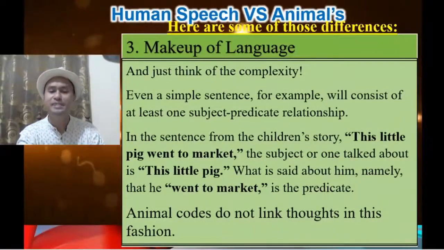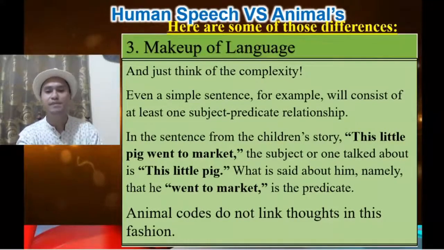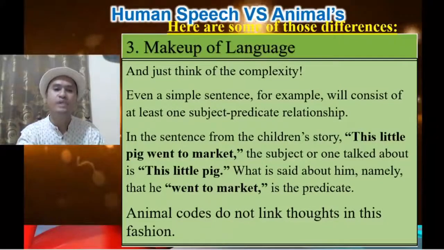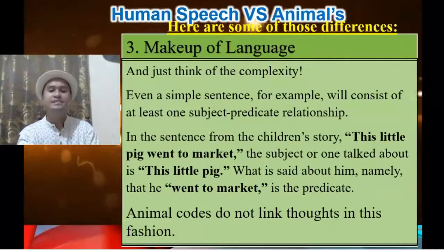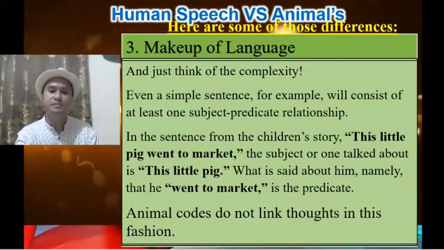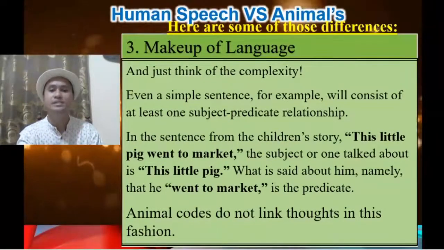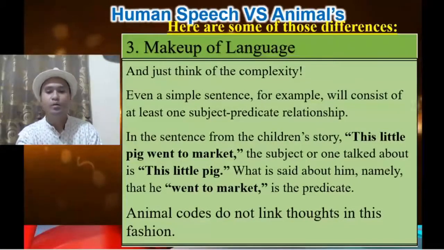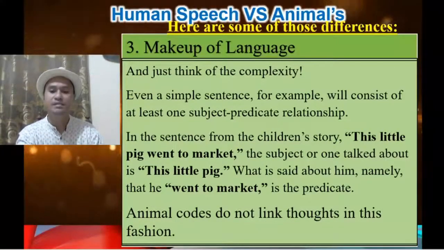And just think of the complexity, yes. Even a simple sentence, for example, will consist of at least one subject-predicate relationship. In the sentence from the children's story, this little pig went to market, the subject, or one talked about, is this little pig. What is said about him, namely that he went to market, is the predicate. Animal codes do not link thoughts in this fashion.